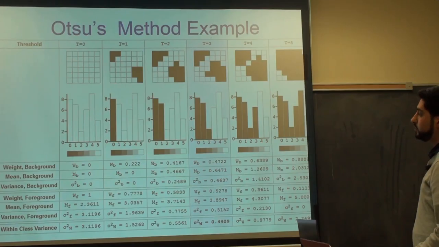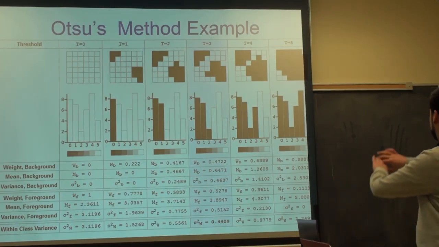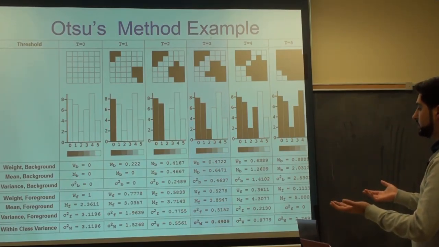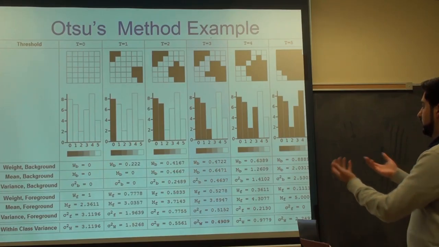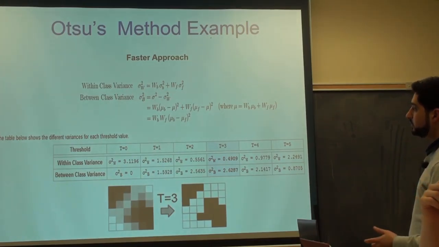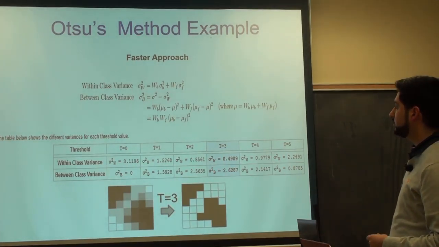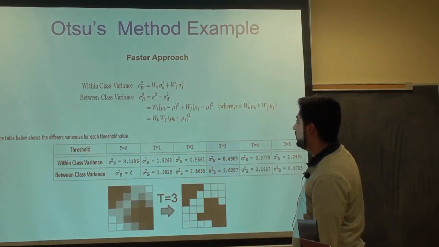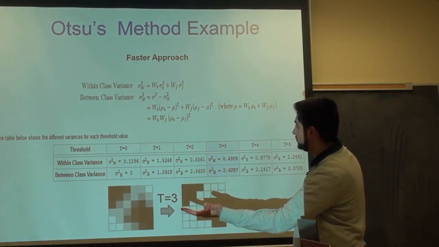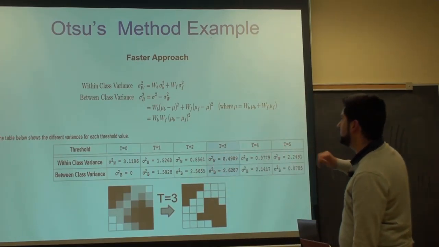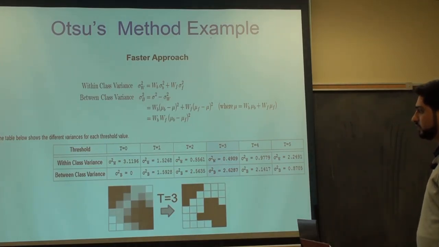This will give us the optimum threshold or maximum separation between the pixels in the image, or basically giving you two classes in the image based on the separation between their values. And for a faster approach, we use the between class variance. If you do this math, you can break it down to just the weight of background, which is one object, foreground, second, mean minus mean square. And this should be a faster approach because it has fewer terms to calculate.